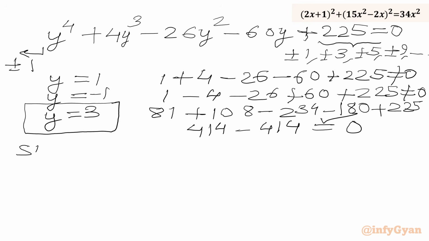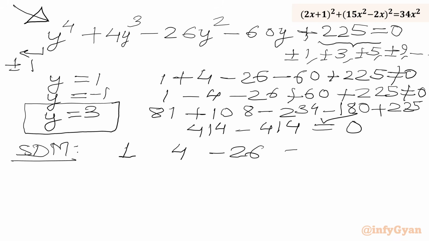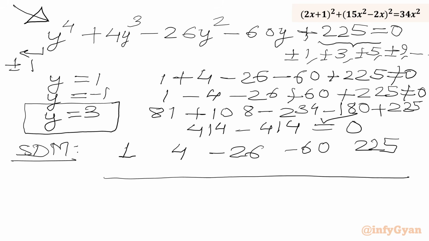Now we can use the synthetic division method. In this method, we will write all the coefficients of the quartic equation. The coefficient of y⁴ is 1, the coefficient of y³ is 4, the coefficient of y² is −26, the coefficient of y is −60, and the constant is 225. We'll put one line over there. We'll consider here the leading coefficient 1 as it is. Now we'll be multiplying the base solution with the leading coefficient. 3 times 1 is 3. We'll add these two numbers and write over here 7.